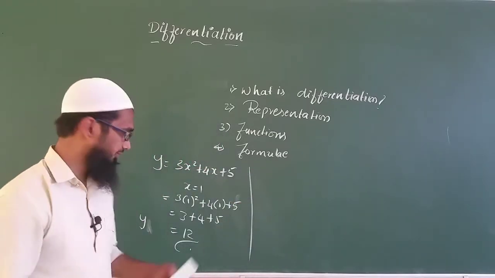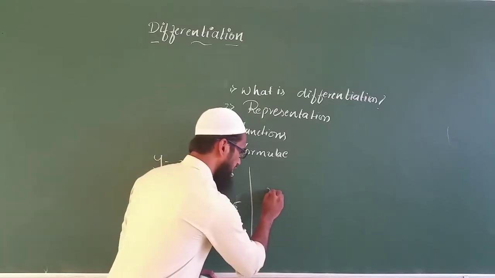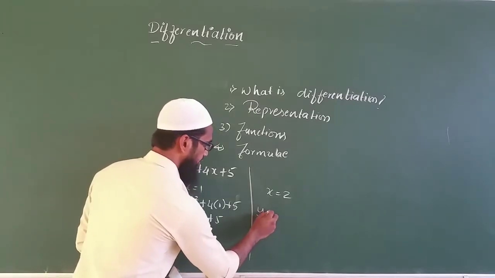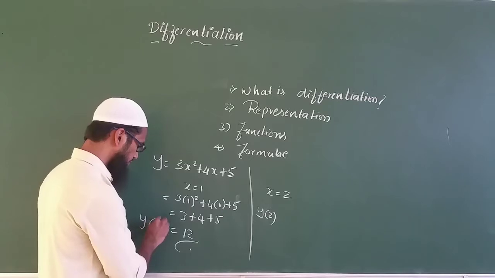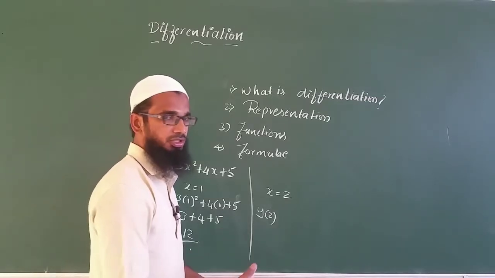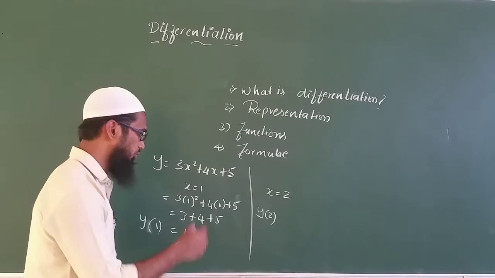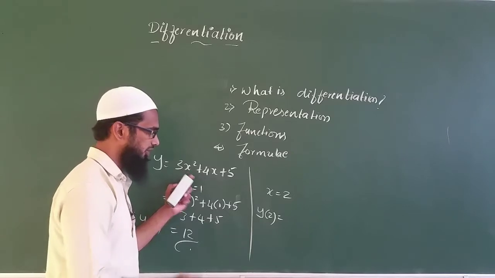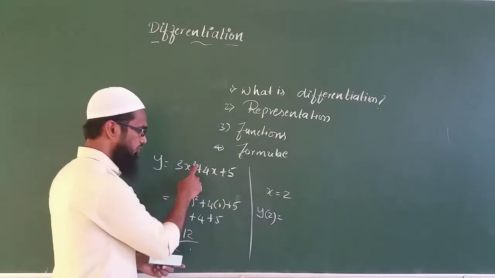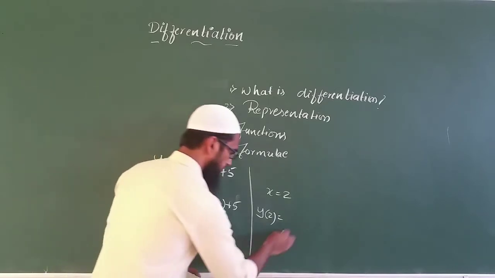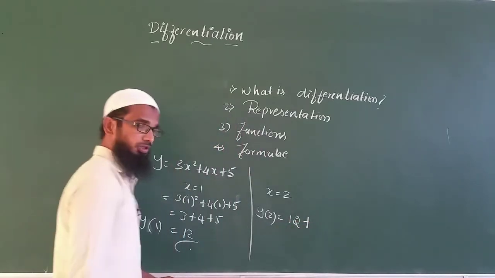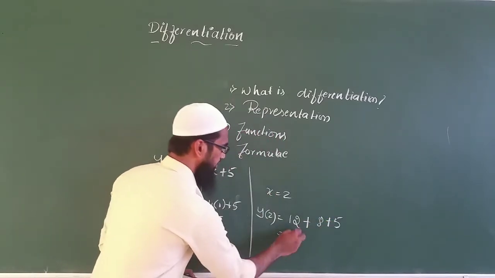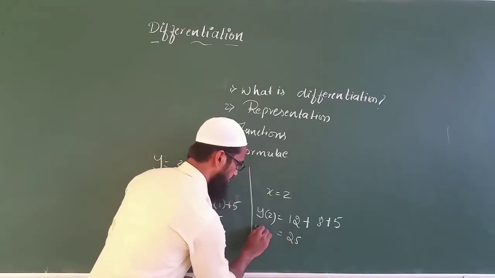Now, if I take x equal to 2, what will be the value of y? I can represent it as y of 2, just as I took y of 1, because we are substituting the value of x as 1 and 2. In place of x, I substitute 2. It becomes 2 square, that is 4, into 3 is 12, plus 4 into 2 is 8, plus 5. So it becomes 25, that is y of 2.